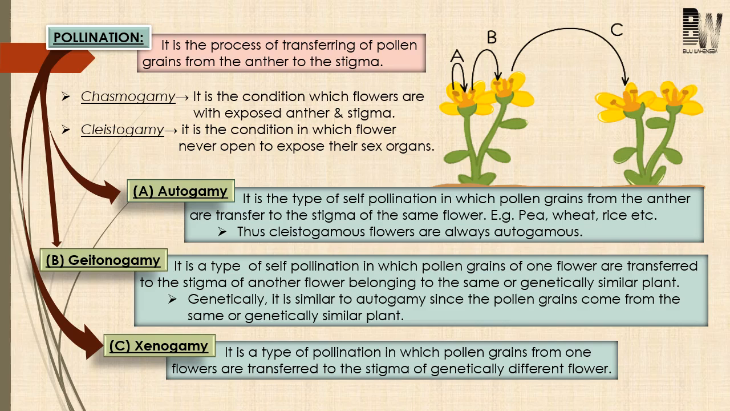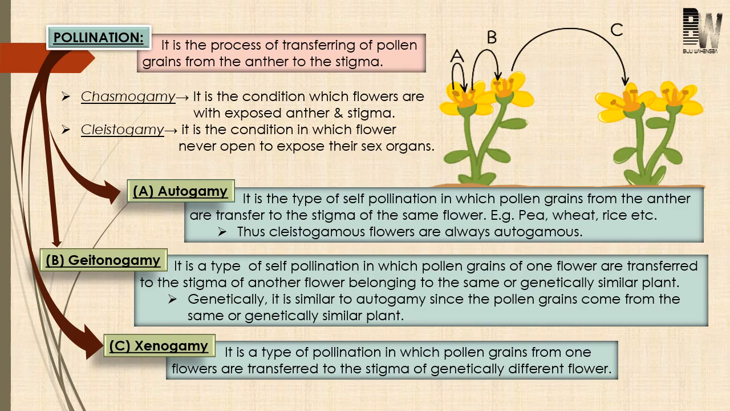Now coming to the main topic, that is pollination. We already know that pollination is the process of transferring pollen grains from the anther to the stigma of a flower. And we also know that it is of two types. One is self-pollination and one is cross-pollination. If I say self-pollination, it means that the pollen grain will be transferred to the stigma of the same flower or another flower of the same plant. Whereas if I say cross-pollination, here the pollen grain will be transferred to the stigma of another flower of a different plant.